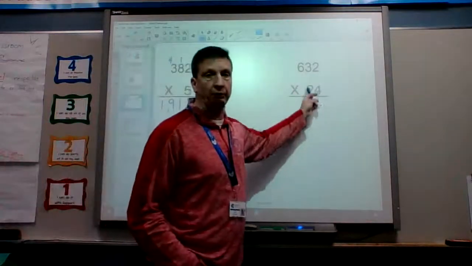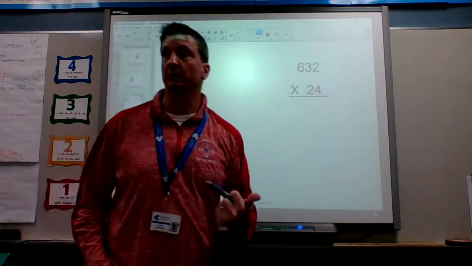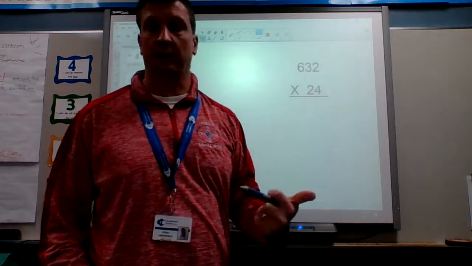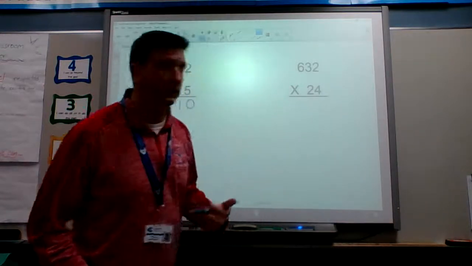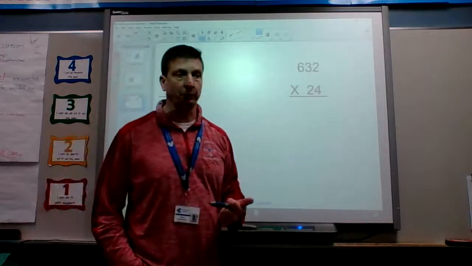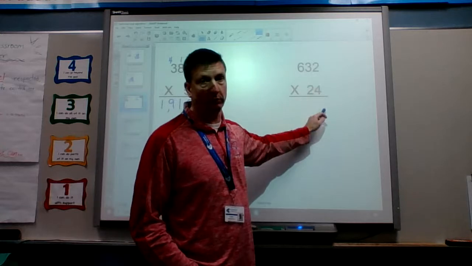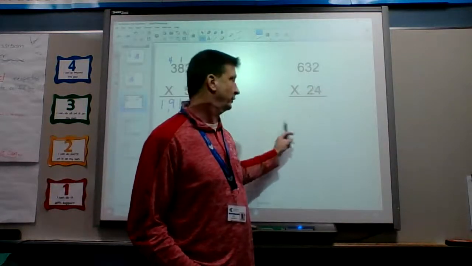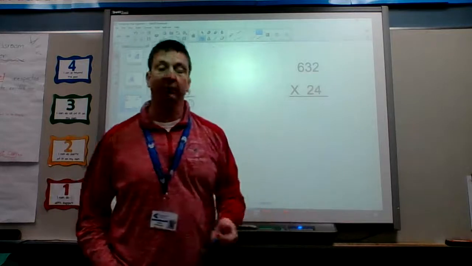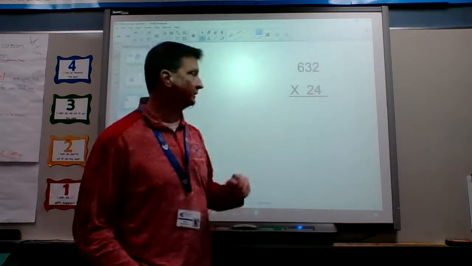When you have a 3-digit by 2-digit, okay, this would probably be the largest that we'd have in our standards for 5th grade, would be a 3-digit by 2-digit. So if we're looking at that, same principle, you're still going to take your 4 times your 632 and get your answer. And then you're going to take your 20 times 632, get that answer, and then add those two partial products. And we're going to work our way across step by step.